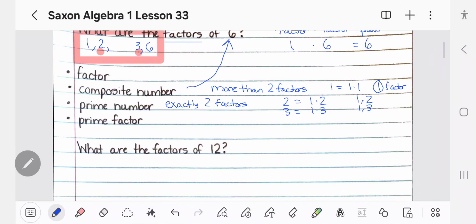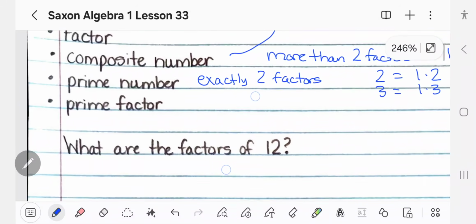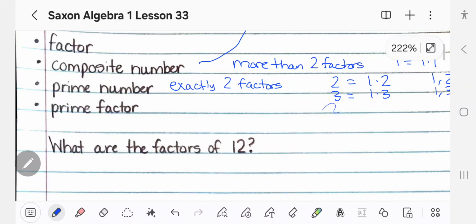So let's go on and look at another one, and we'll use some of those words as we talk about it. What are the factors of 12? We could go 1 and 12. We could go 2 and 6. We could go 3 and 4. And we've met in the middle. We have finished. So those are all factors of 12.